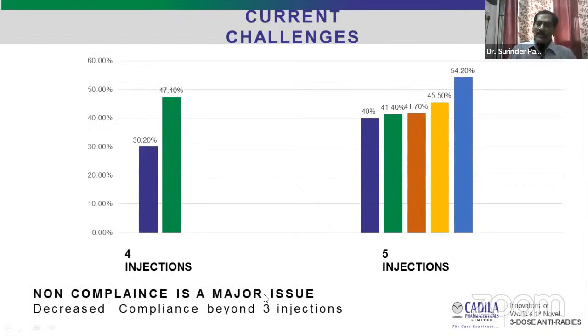So non-compliance is a major issue, which we are going to cover with the injection service. Decreased compliance beyond 3 injections. The patient wants the first injection, second, third, and ultimately he gets tired of 5 injections. But we have to give, and patient compliance becomes less and less.